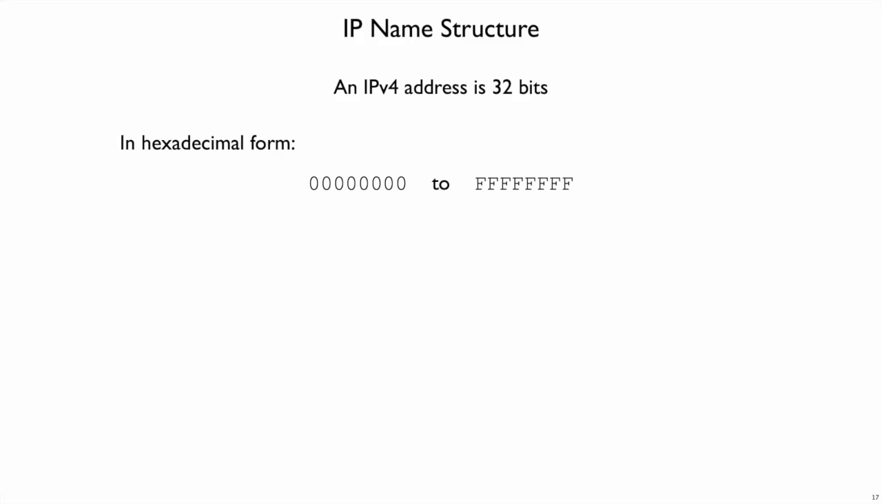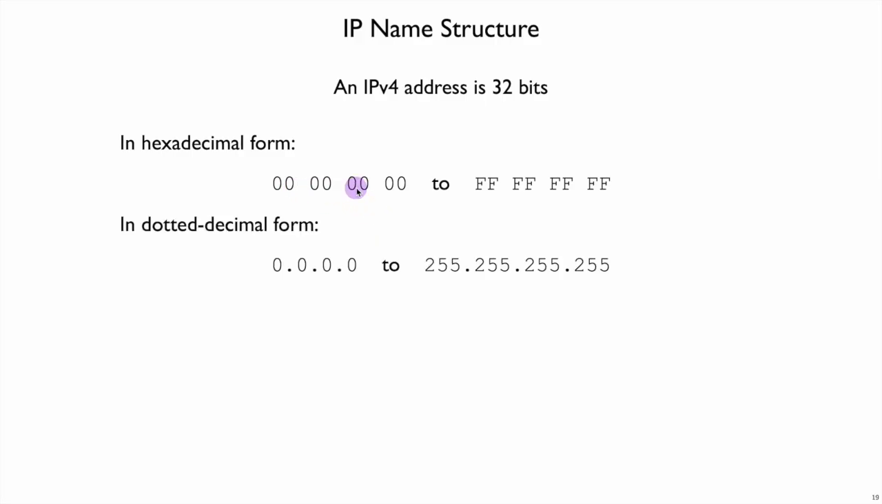First of all, we take the 32 bits, which we could write in hexadecimal as 8 zeros up to 8 Fs, and break it out into 4 pieces. So I've got the same digits, just with some space between them. Normally, instead of writing hex digits this way, though, we convert each of those 4 hex digits to decimal and put a dot in between them. So this is dotted decimal form. The dot here is obviously not a decimal point, but it is separating decimal numbers.